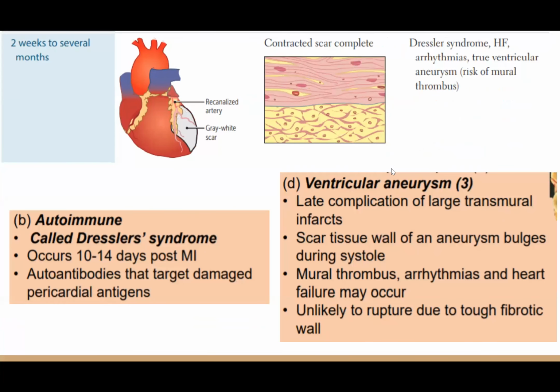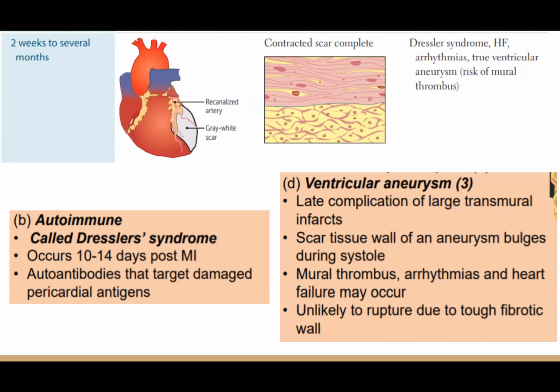So 2 weeks to several months later, you have a complete scar now. The thing here, you can get Dressler's syndrome. This is an autoimmune reaction that occurs 10 to 14 days later. It's autoantibodies directed towards the pericardial antigen. So Dressler syndrome at this point.